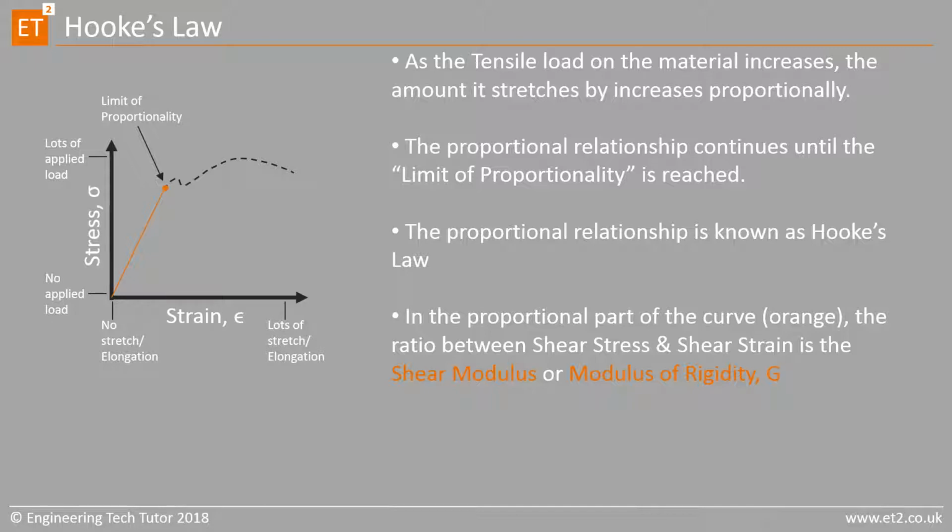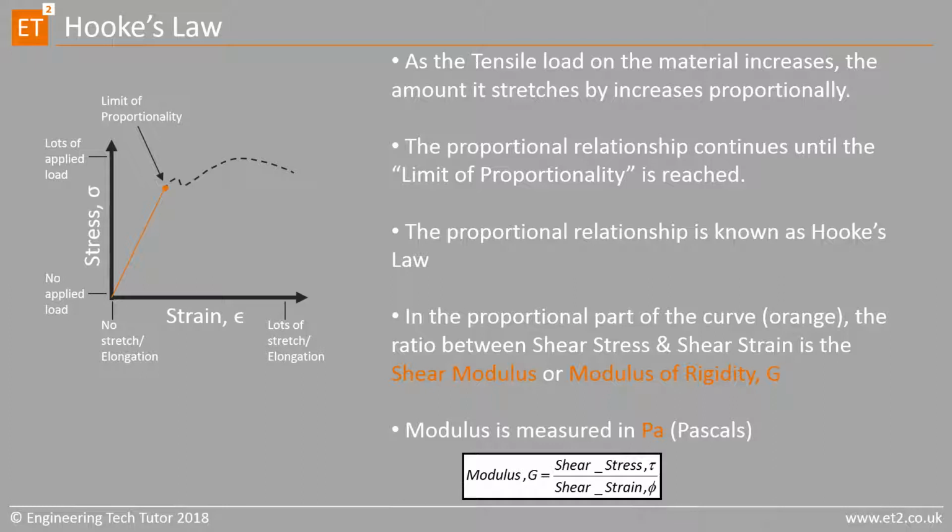Well, the same thing happens now in shear stress and shear strain, except we don't call it Young's modulus, we call it shear modulus, or the modulus of rigidity, and we don't give it the symbol of E anymore, we give it the symbol of G. Other than that, it's pretty much the same. If you remember from the first episode, you've probably got it sorted now for this. You don't need to remember much else. Just remember it's G, not E. And modulus is still measured in pascals. So shear modulus is the shear stress tau over the shear strain phi.